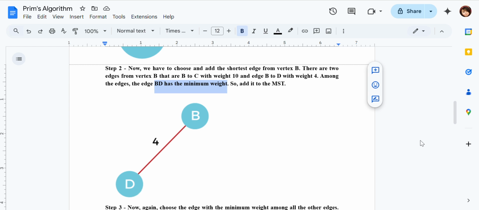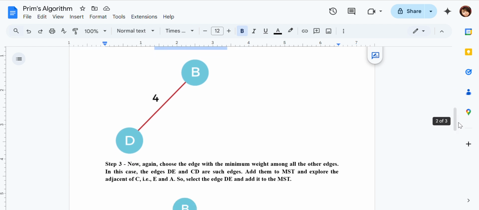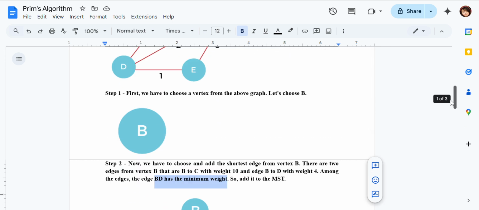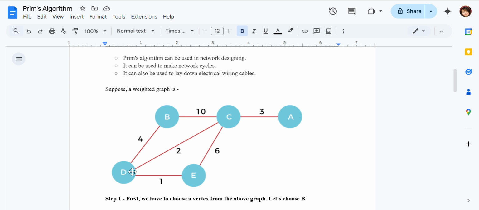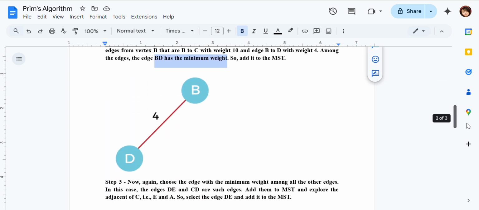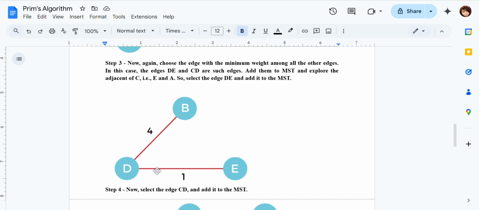Now let's look into the other edges, one by one. Now we'll see the adjacent vertices of D. Go to the original graph and see what the adjacent vertices of D are. We have C and we have E. B is also there, which we have already completed. From D we travel to C with a cost of 2, and from D we travel to E with a cost of 1. From the two edges, DE is the minimum, so we add it to the minimum spanning tree. Now we have added DE because DE has the minimum weight when compared with the other edge.